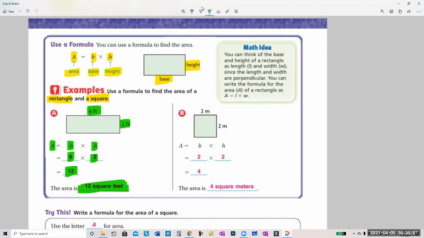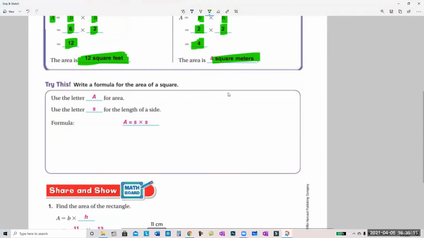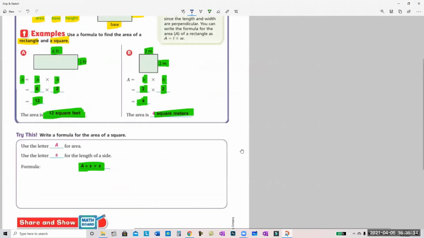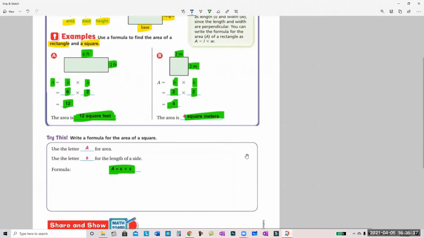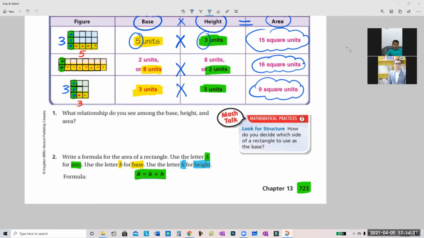And the next one, letter B, we have 2 meters and 2 meters. So they are equal, so we have a square here. So we have base times height equals 2 times 2 equals 4. So it will be 4 square meters. So we can say that if we have a square, all 4 sides are equal. So we can write another formula for the square: area equals side times side. Write this for me, please. The area of a square, write this after me, please. It's so important to be able to write this. Or we're going to write it on the next page.